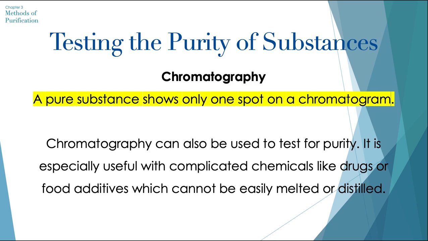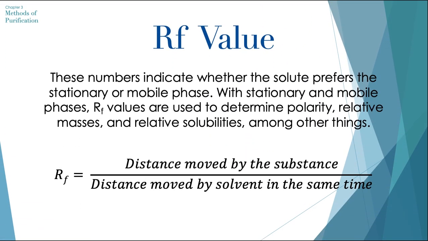So, I hope you've understood this. This was it for the test we use for the methods of purification. Now, in chromatography, we have RF values. Let's look at what these are. It's very simple to understand. RF values indicate whether the solute prefers the stationary or mobile phase. So with stationary and mobile phases, RF values are used to determine polarity, relative masses, and relative solubilities, among other things. So RF values are found using this equation.